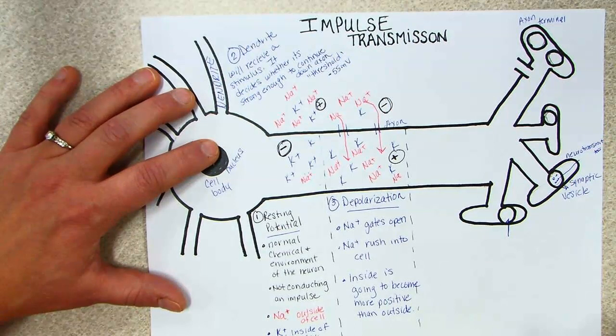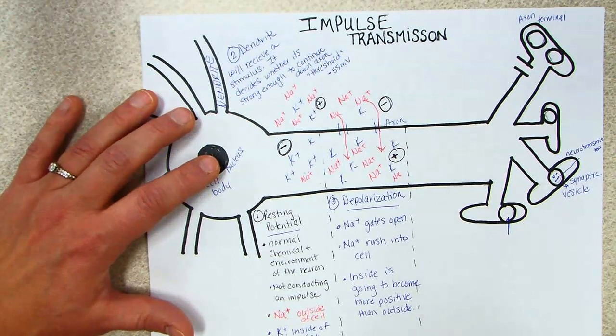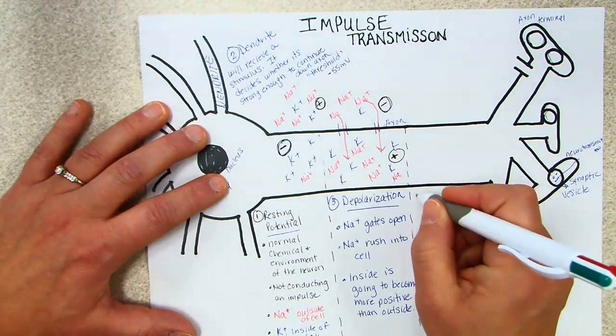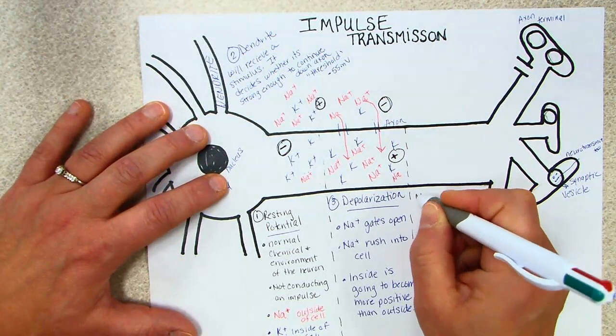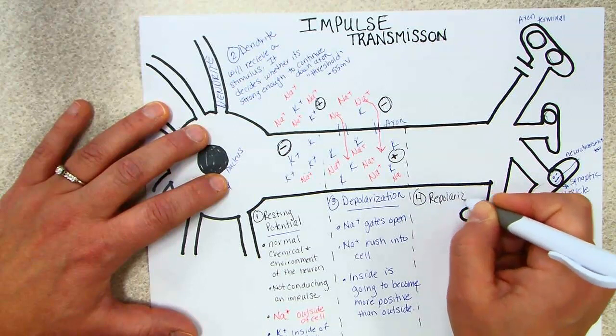Okay? So it's like opening the door to a sodium party, right? They're all rushing in. Awesome. Now, just like any other party, sometimes you overstay your welcome. So what happens in this next stage, which is called repolarization.